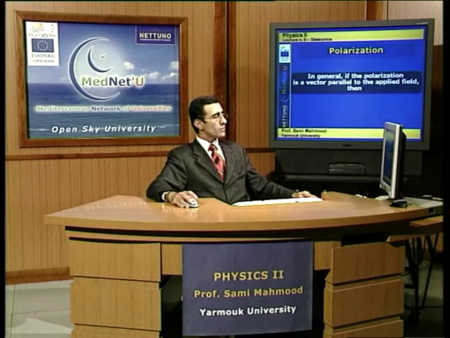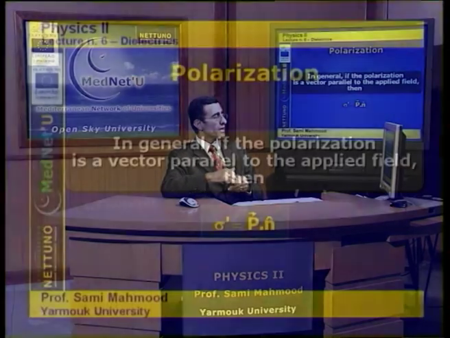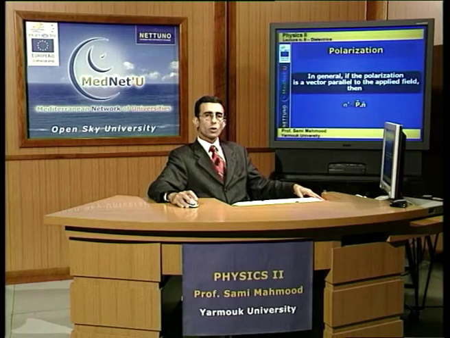So now, in general, if we consider the polarization as a vector, and that vector is parallel to the applied field, then the general term for the surface density is sigma prime equal to simply the polarization P dot n hat, where n hat is a unit vector normal to the surface area, and P is the polarization vector.